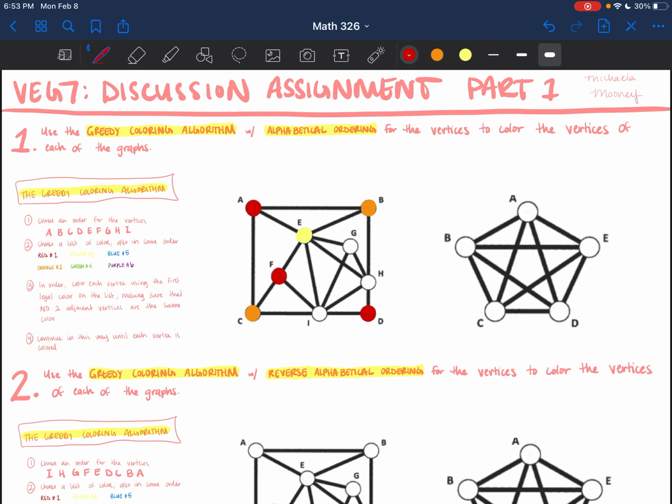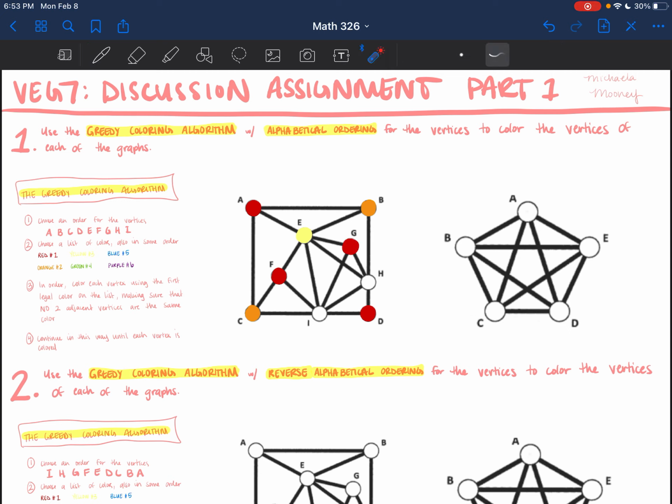After F, we move on to G, and G is touching E, H, and I. And the only color it is touching is yellow. So if that's the only color that's illegal, we can say the first legal color, like F, where it's not touching red. So that means red is still a legal color. So for G, it's also going to be red.